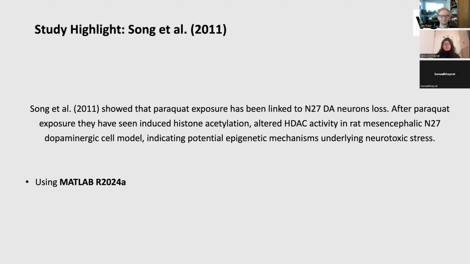The results of the study by Song et al. from 2011 were used for this adaptive model network. The results of the study have shown that paraquat reduces the HDAC4 and 7 protein. The HDAC protein is a histone deacetylase, so it removes the acetyl group.